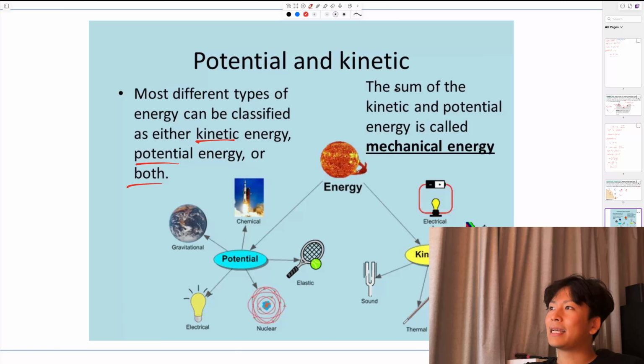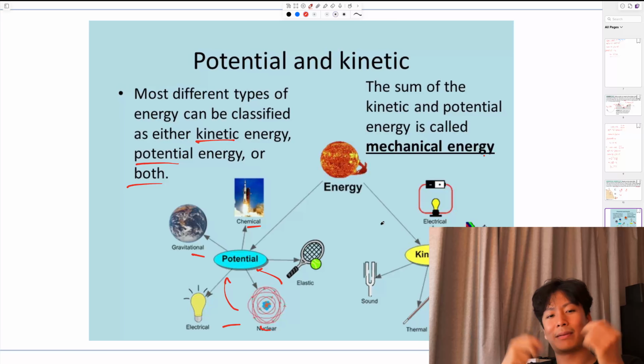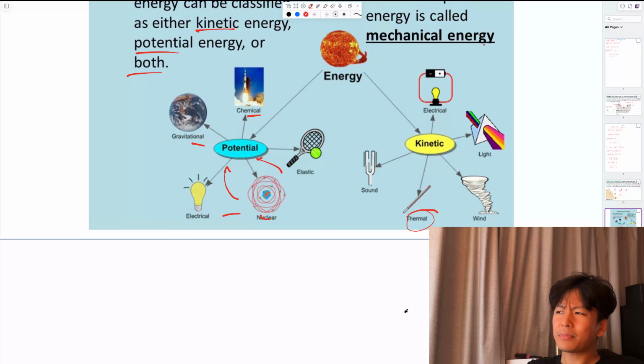But the sum of the kinetic and potential is called mechanical energy. All of these other energies can pretty much be summed into potential and kinetic, although it doesn't always describe the macroscopic picture. Sometimes it describes the microscopic picture. So for example, thermal energy, which you have probably heard of, associated with temperature. With thermal energy, you're actually looking at the average kinetic energy of the particles in, let's say, some substance.